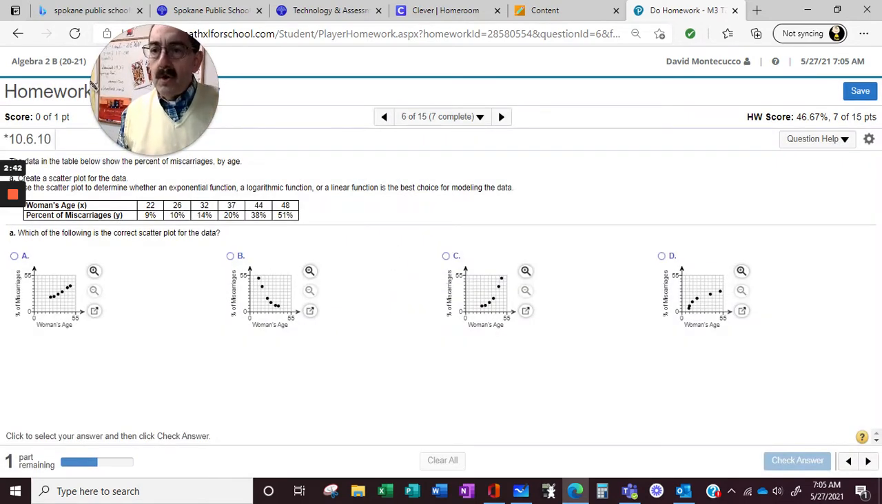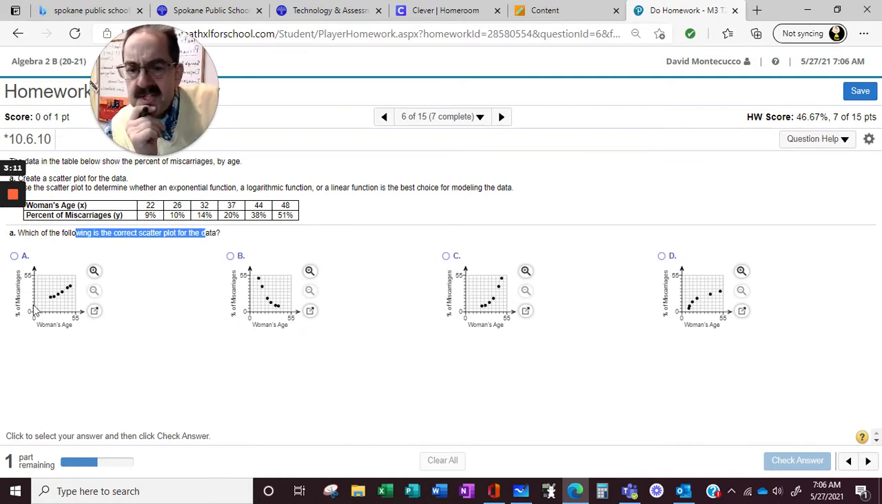Okay, so the scatter plot. Which of the following is correct for the scatter plot? So it looks like the x values get bigger, bigger, bigger, bigger. And the miscarriages get bigger, bigger, bigger, bigger. So could be, can't be. Could be, can't be. Interesting. Well, it starts at 22 on the x. That's not 22. That could be a 22. That can't be. This could be. So it's going to be A or C. Part of me wants to say C because you see how this 9 starts here and it shoots all the way up to 51? This is not 9. Okay, so let's try C.